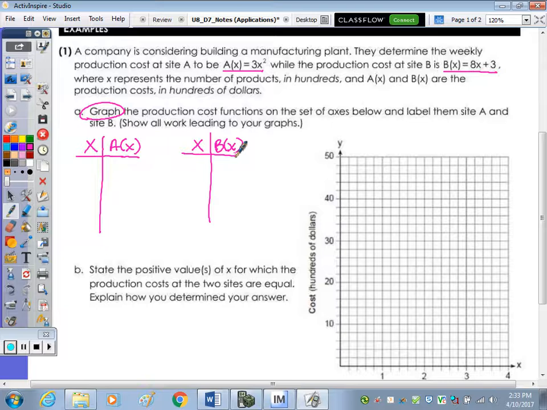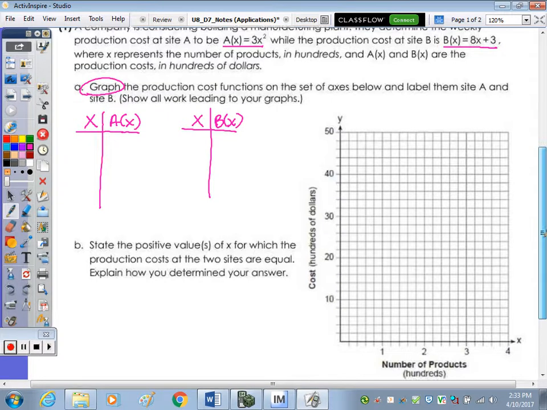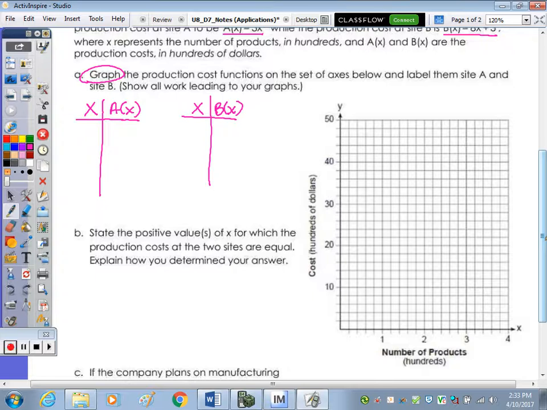And you don't have to use a table of values to graph a line. You can just use your slope and y-intercept. But note, we're in the first quadrant because we don't have a negative number of products or a negative cost. So your values are going to be 0, 0 for the 3x squared; 1, 3; 2, 12; 3, 27; and 4, 48. And you can keep going. Okay, so let's plot those points, and then we'll look at the linear function.